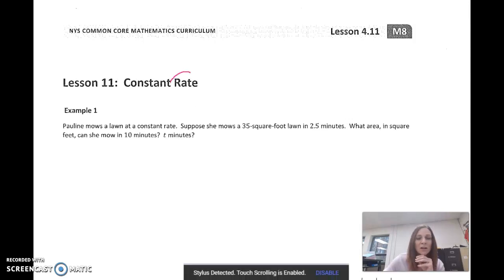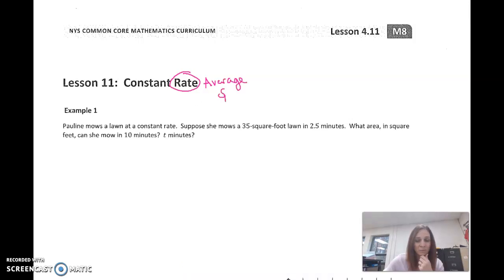When we're talking about the rate of something, I'm going to think of it in terms of our average speed. It may not be traditional speed, but we're really thinking how fast, how many gallons per hour or miles per minute or whatever it is. And we're going to find that constant rate, that average speed, again using distance divided by time.